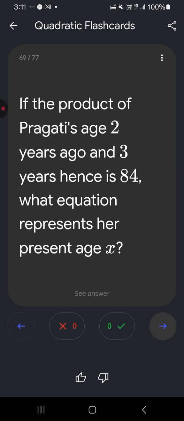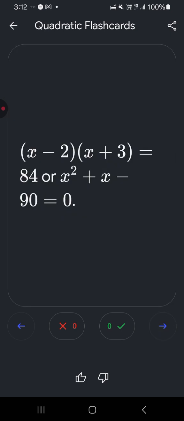If the product of Pragati's age 2 years ago and 3 years hence is 84, what equation represents her present age x? X minus 2 into x plus 3 is equal to 84, or x square plus x minus 90 is equal to 0.